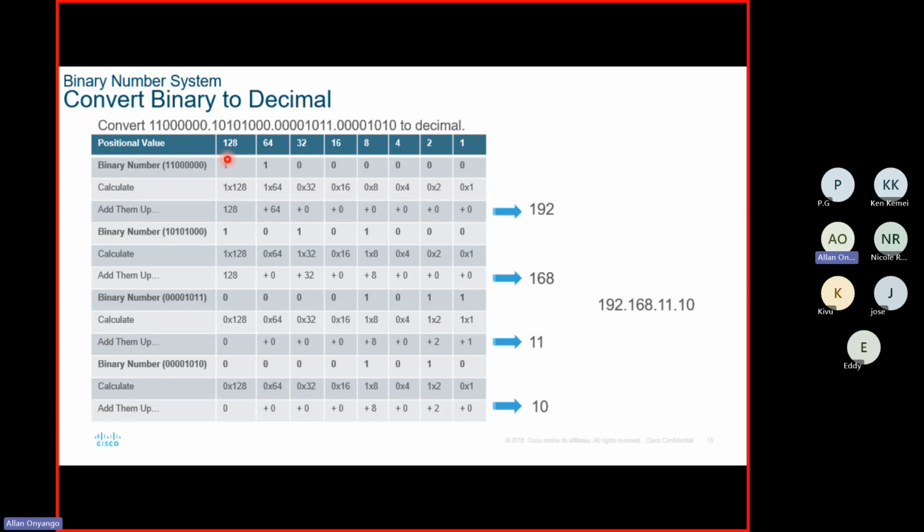And so we start from left to right. The first one will be under 128. The second bit is under 64. The third one is under 32, under 16, under 8, 4, 2, 1.